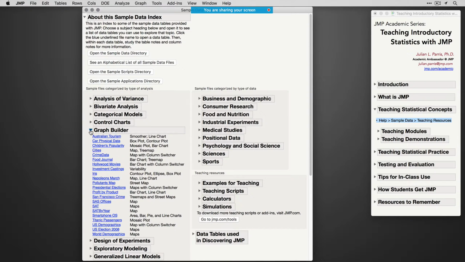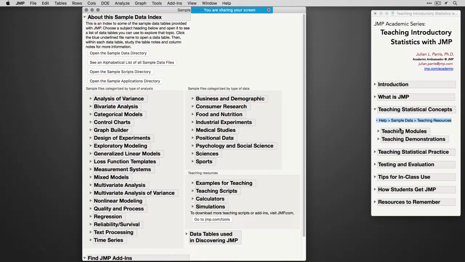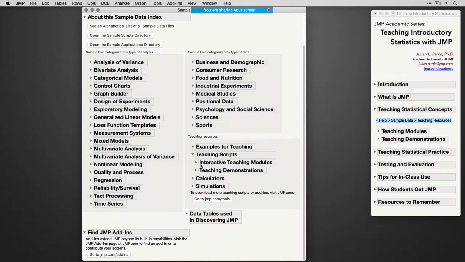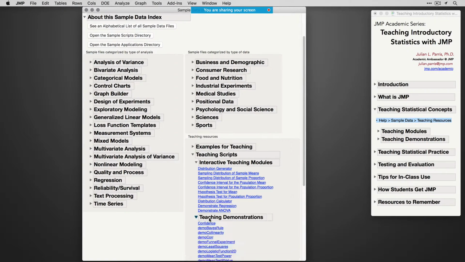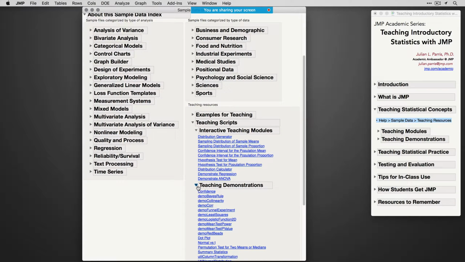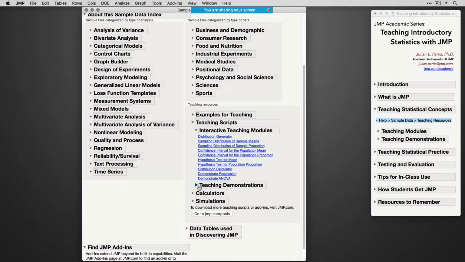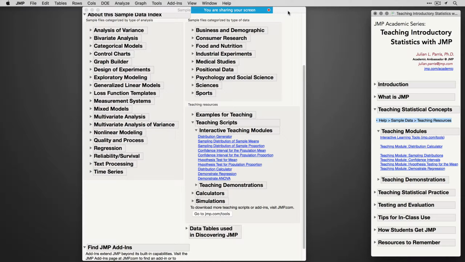Right, so the sample data is worth looking at, but what I want to talk about at this point are the teaching concepts. And so this is under the teaching resources section right here. And if you look under the teaching scripts section, we have a couple of different categories. So the interactive teaching modules and these teaching demonstrations. And all of these are little applications built in JMP that allow you to demonstrate core concepts within statistics. And I'm going to start first by talking about the teaching modules. So these interactive teaching modules here. Now, if you're using a version of JMP earlier than version 11, you can get the interactive teaching modules at jmp.com/tools. But these are all available right inside the software with version 12 or higher.